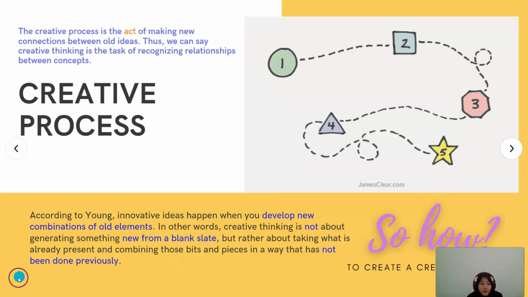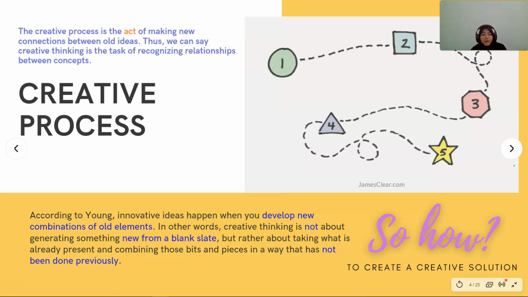So what are the creative processes that we have? Actually, the creative process is the act of making a new connection between old ideas, and then you improvise the ideas or you add new ideas. So thus we can say the creative thinking process is the task of recognizing relationships between concepts. According to Young, innovative ideas happen when you develop new combinations of old elements.